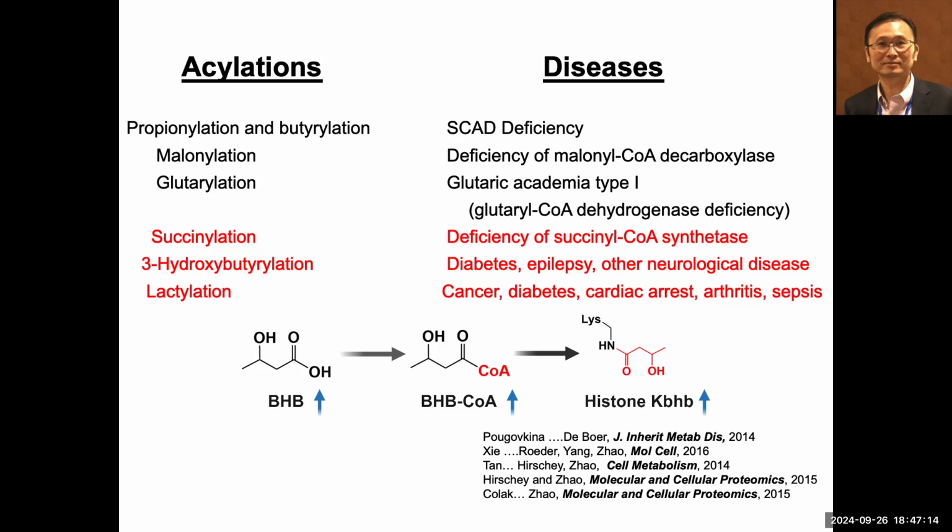As one example, in diabetic patients, beta-hydroxybutyrate concentration is stimulated 10 to 50 fold. Beta-hydroxybutyrate can be the precursor for the synthesis of beta-hydroxybutyryl-CoA, which in turn serves as a cofactor for histone beta-hydroxybutyrylation. So histone beta-hydroxybutyrylation can regulate gene expression.